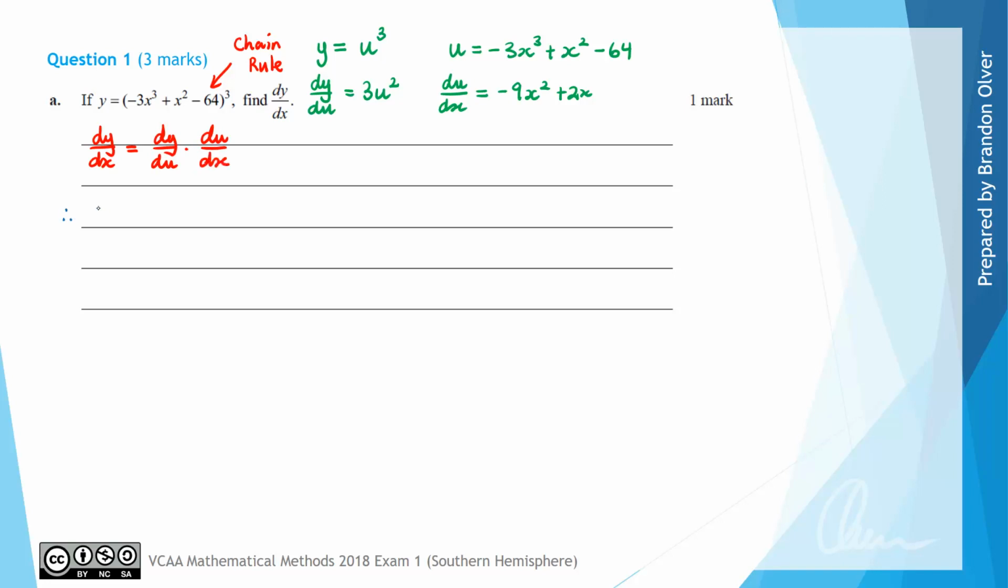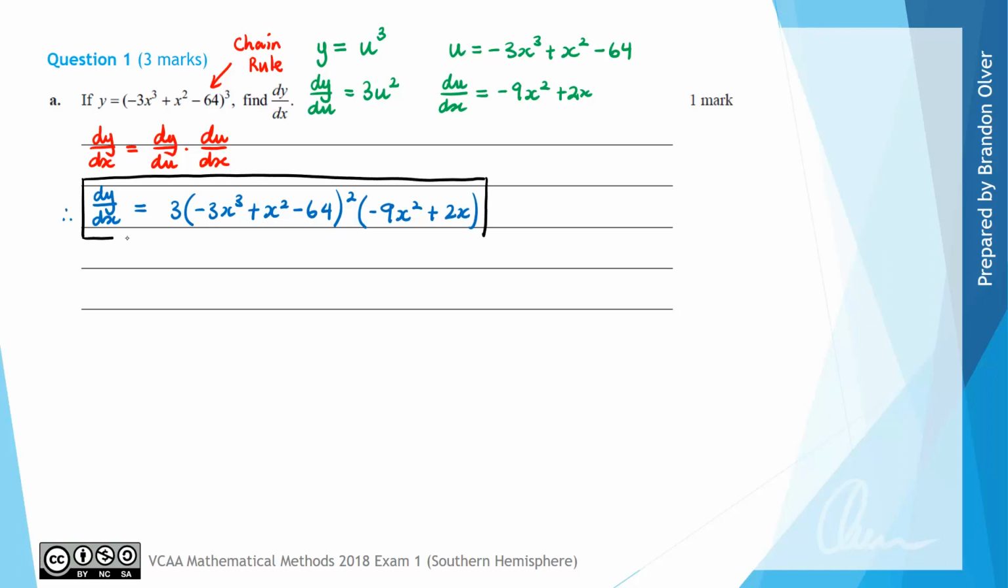So therefore dy/dx, which is what we're asked to calculate, is going to equal dy/du, which is 3u squared, but u was negative 3x cubed plus x squared minus 64, so that's 3 times that all squared. And we're going to multiply that by du/dx, which is minus 9x squared plus 2x. So that is the answer to part A of this question.